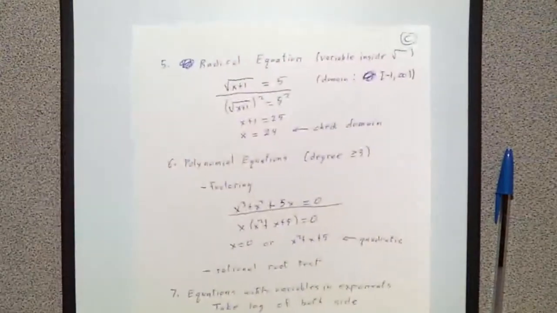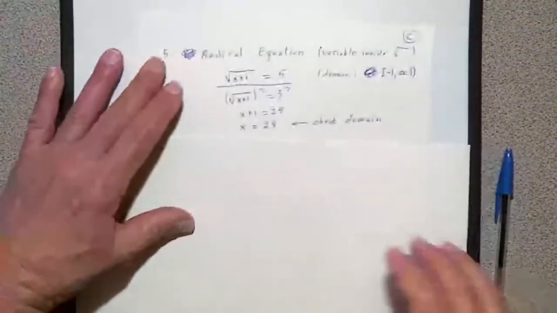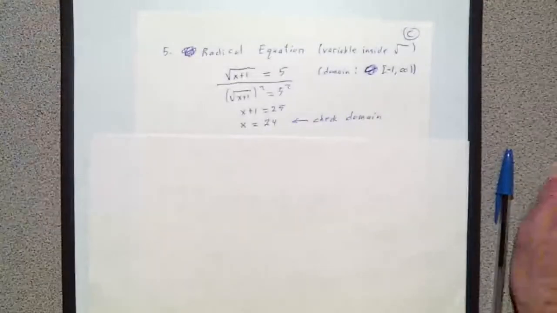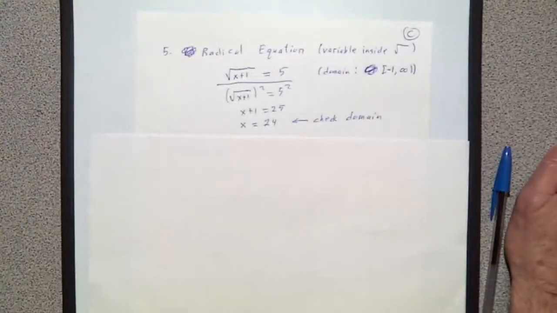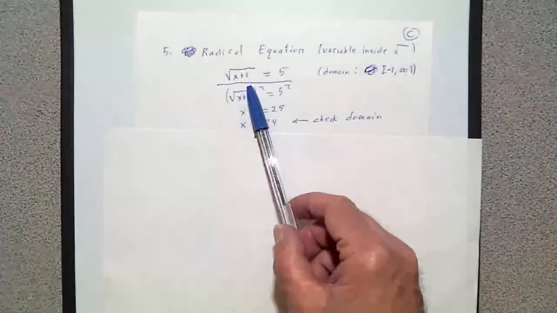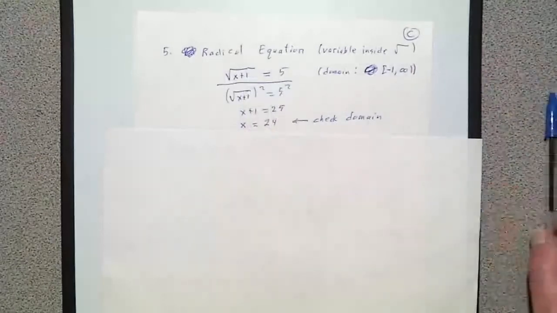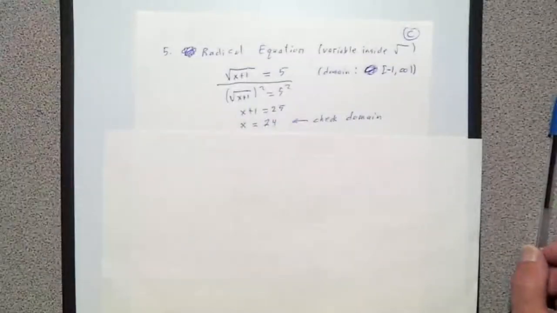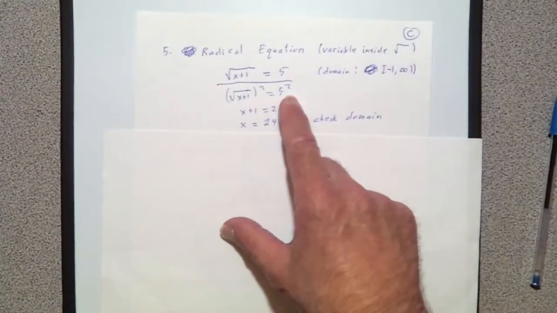Then we have radical equations. That means you have equations where you've got a variable inside a radical. Now again, you have to worry a little bit about the domain. Here the domain is everything greater than or equal to -1. You can't take a square root of a negative number. And the way to solve is to take it to a power. So we'll square both sides.